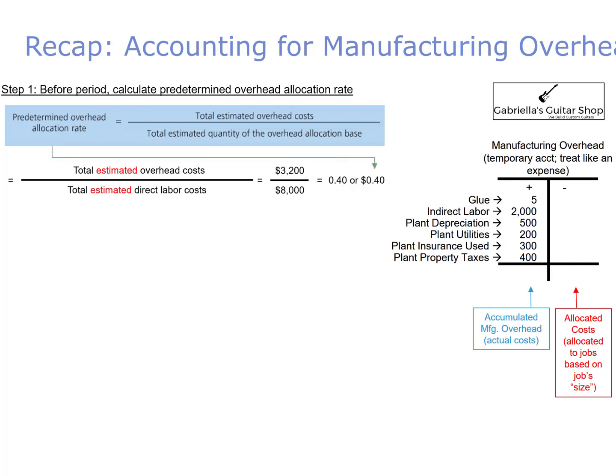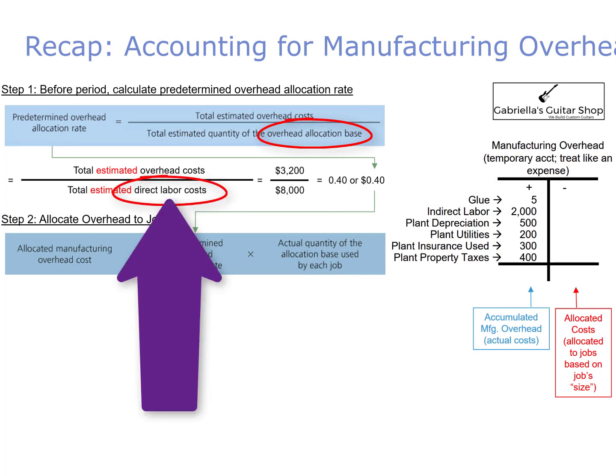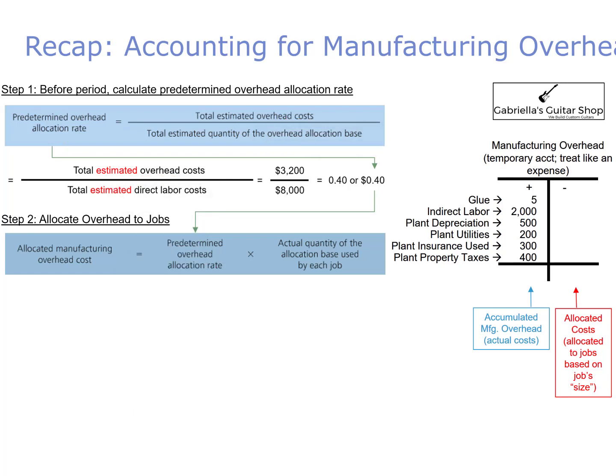Then, throughout the period, on the left side of manufacturing overhead, we accumulate actual overhead costs as they occur. Things like indirect materials, indirect labor, plant depreciation, etc. Then, when a job is completed, we need to allocate overhead to jobs based on the job's size, which is determined by the job's allocation base. In our example, the accountant chose direct labor costs. So the more direct labor involved with a job, the more overhead the job is allocated.